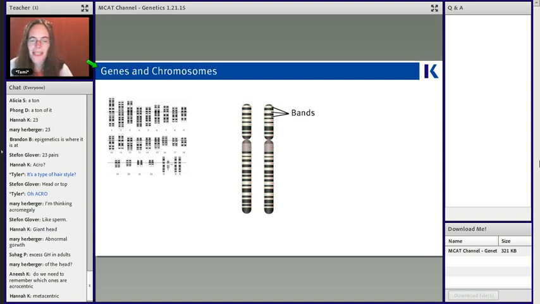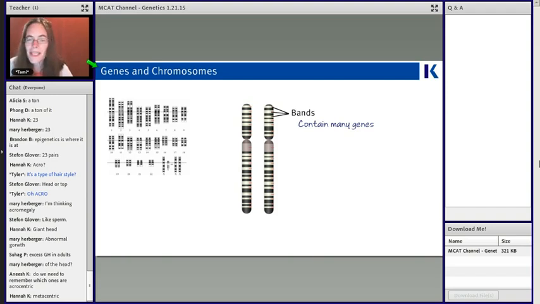Each of these contains many, many genes. So one light band contains many genes. One dark band contains many genes. But the nice thing is this actually helps us with our karyotypes in lining these up and making sure that we have the right number of chromosomes.